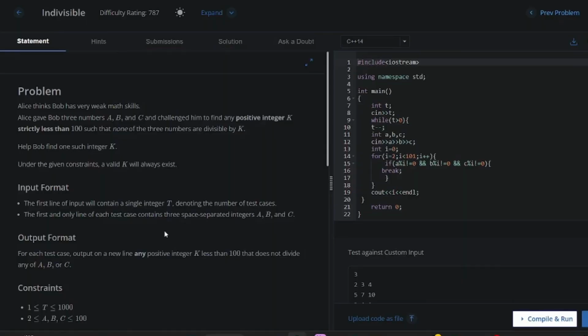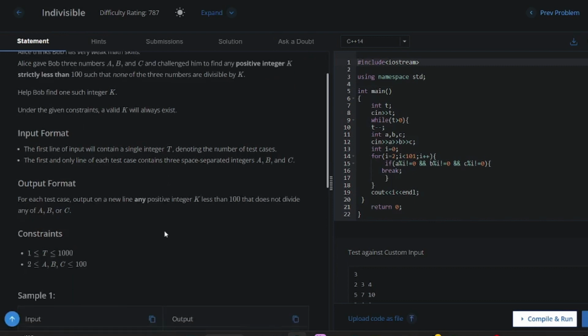See the starter 72 question, Invisible, which has a difficulty rating of 787. The problem says Alice thinks Bob has very weak math skills. Alice gave Bob three numbers A, B, and C and challenged him to find any positive integer k strictly less than 100 such that none of the three numbers are divisible by k. Help Bob find one such integer k. Under the given constraints, a valid k will always exist.